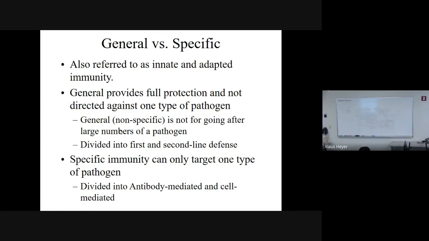When coronavirus infects you, it hits the ground running, and you've got millions in you by the end of the day. That's a full-on invasion. It's not somebody breaking into your house. It's a full-on invasion from another country. You can't handle that with your general immunity. Someone breaking into your house, you can handle that.